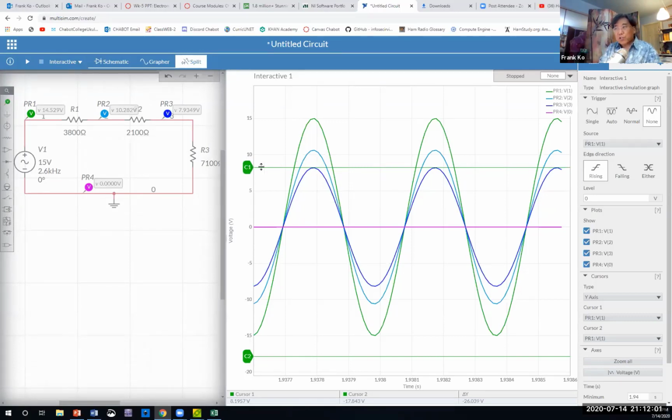So the cursors, because they're straight lines across, they touch the tippy tops of each of these waveforms, we're able to confirm what's at point A, what's at point B, and what's at point C. So this is a really remarkable piece of software that we can very quickly find our way around doing what we need to do.